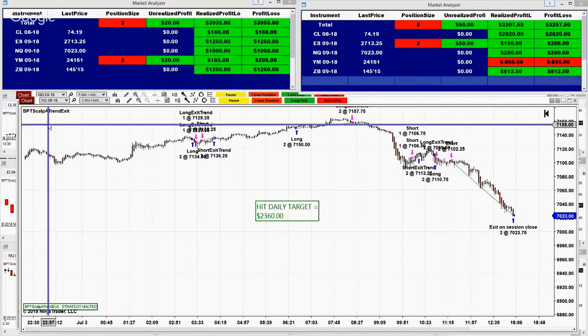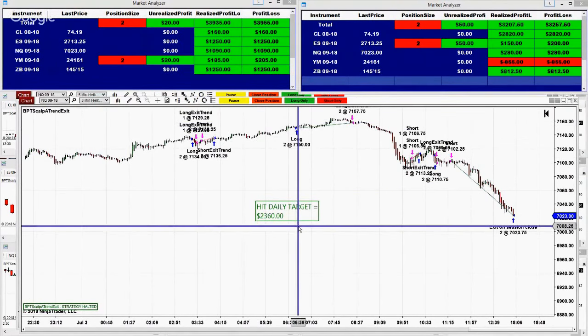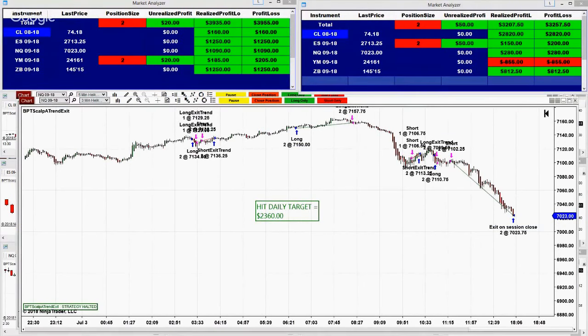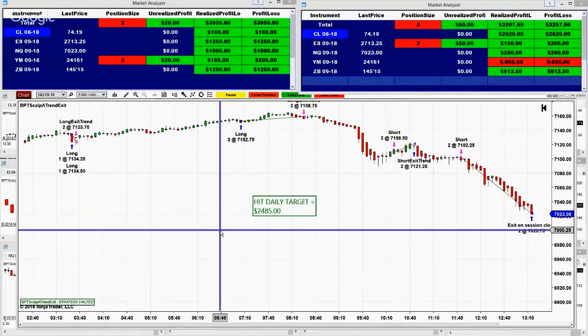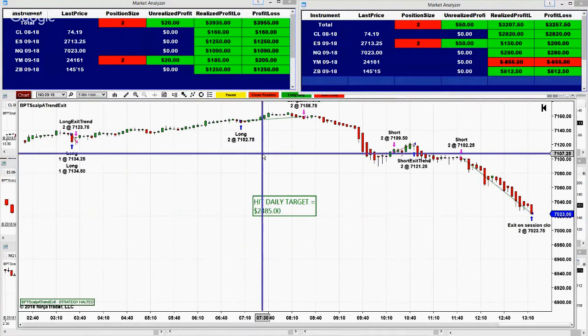NASDAQ 3 minutes, 2360. NASDAQ 5 minutes, 2485. That tells you there is not much difference between a 4 range and 5 range, or 3 minutes or 5 minutes. And if the market is moving, you will be getting practically the same number.